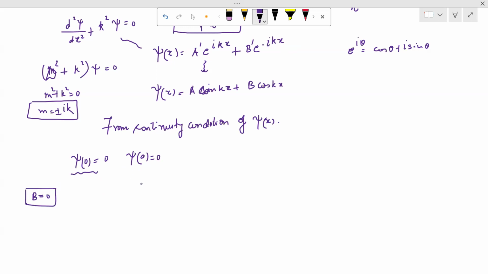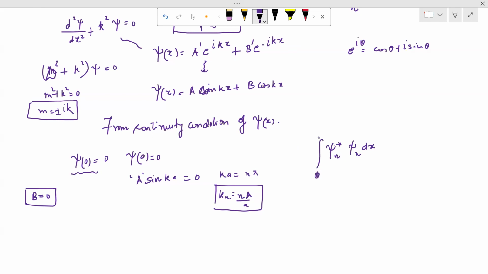And what does ψ(a) equal to 0 give you? It gives you sin ka must be equal to 0, which implies that ka must be equal to nπ. And here you can write that kn should be equal to nπ upon a. So this is your k. Now, in order to find what A would be, we'll use the normalization condition. We know that the wave function should be normalized. So the integral of ψn* ψn dx from 0 to a must be equal to 1.